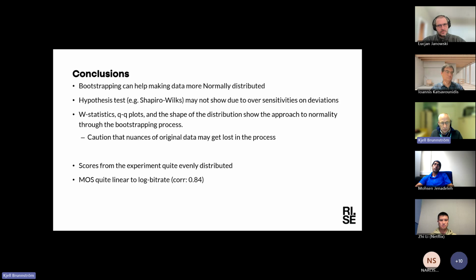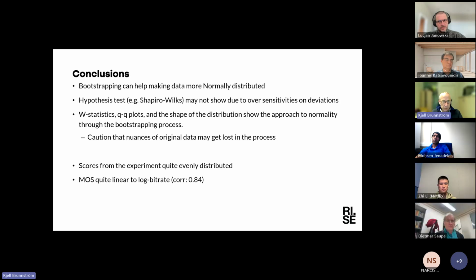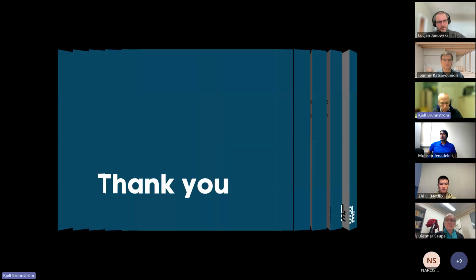I haven't tested it too much, but there were a few examples, one that I showed you. Then for the data from the actual experiment, I think the scores of the test persons were quite evenly distributed, and also the MOS was quite linear to the log bit rate with a correlation of 0.84. Thank you.